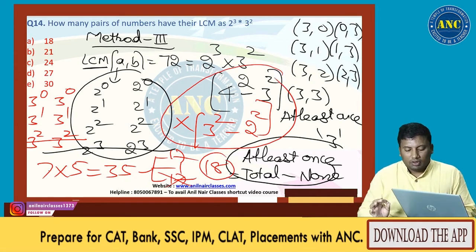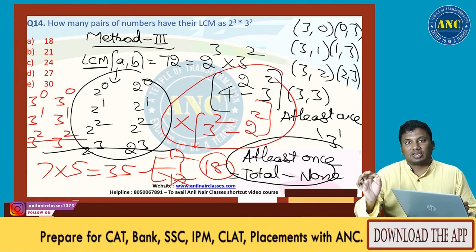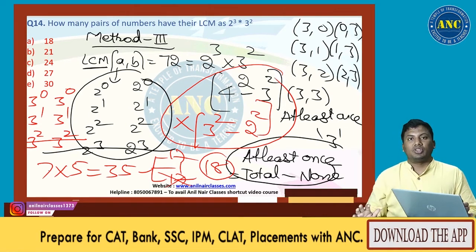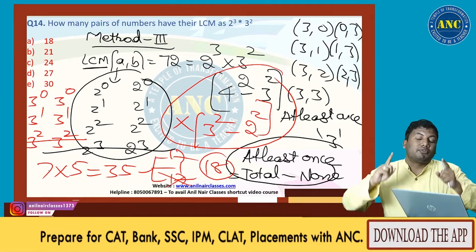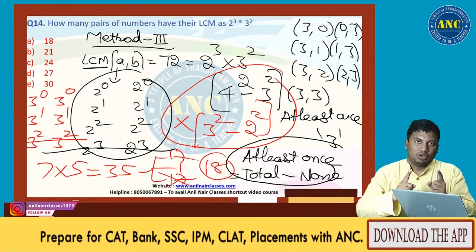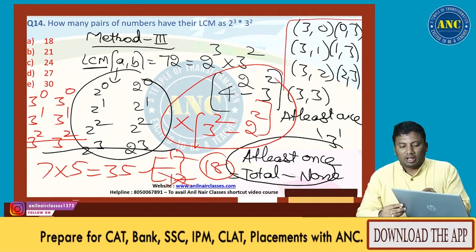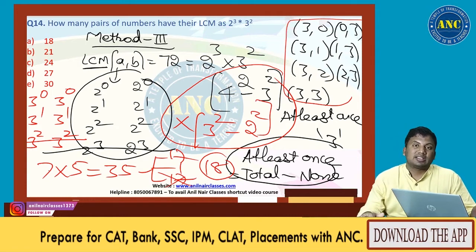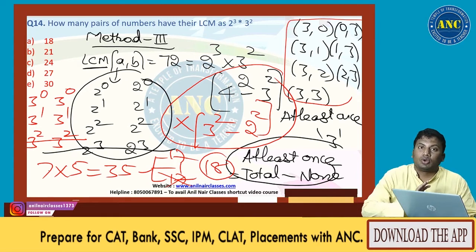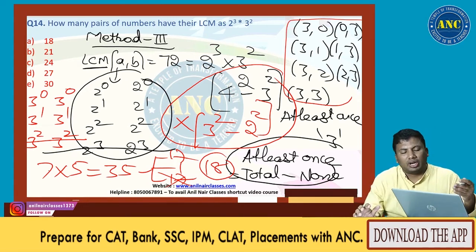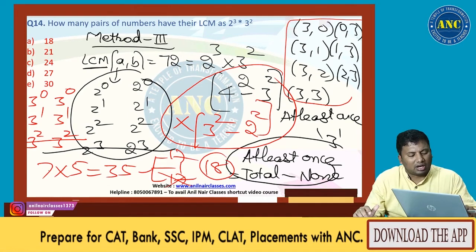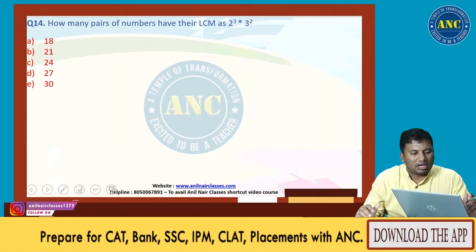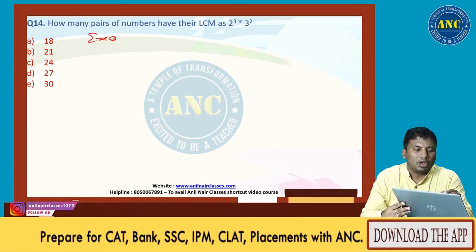What did I do? Total cases minus do not take the power of 2 which you require. If you do not take the powers of 2 which are required, you will end up getting all these cases. I hope it is clear. Total cases minus do not take power of 2. I will do 3 to 4 questions so that you will understand the root cause of this concept. Total minus do not take powers of 2.